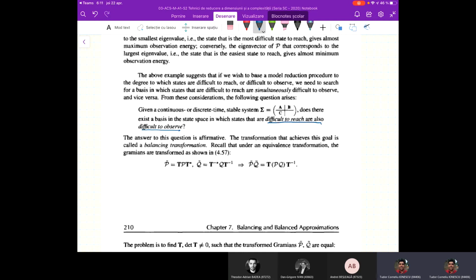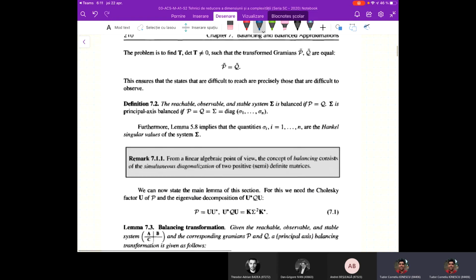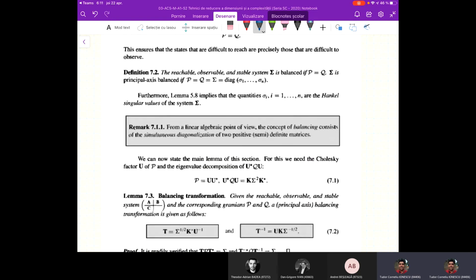And the answer is positive. Yes, it is. And that transformation is called the balancing transformation, such that the gramians are transformed into P equal to Q equal to sigma. And here you have the definition. All right.